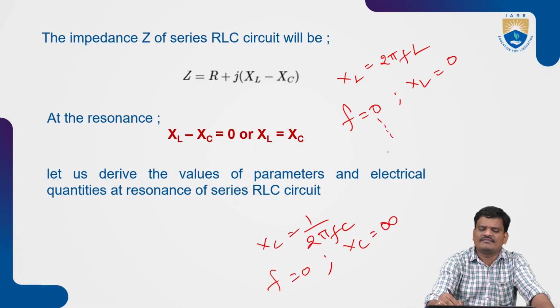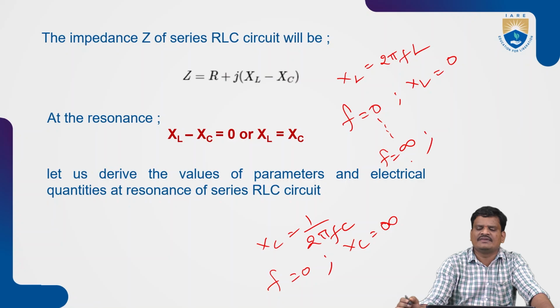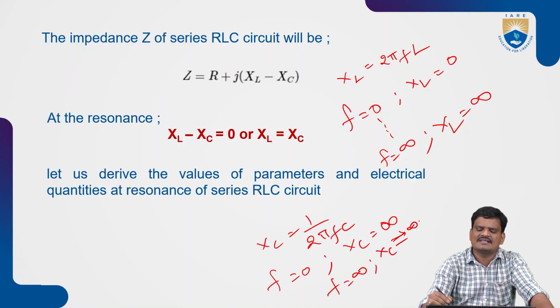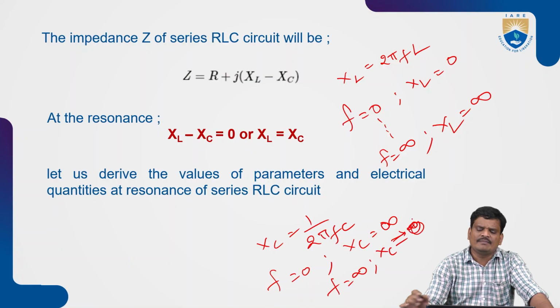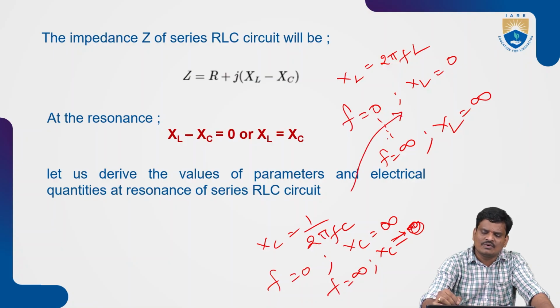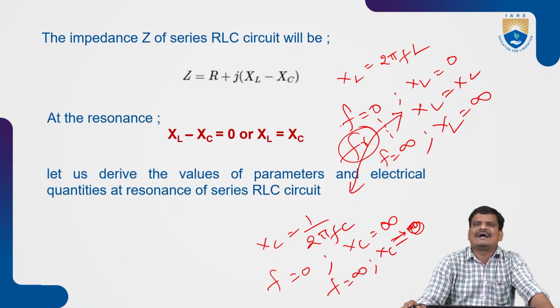Similarly, I am taking the frequency to the highest value, that is infinity. When the value of F is infinity, XL tends to infinity. When the value of F is infinity, XC tends to 0. In between, at some point of frequency, the value of XL is going to become equal to XC. That particular frequency is considered as FR, and it can also be called the resonant frequency.